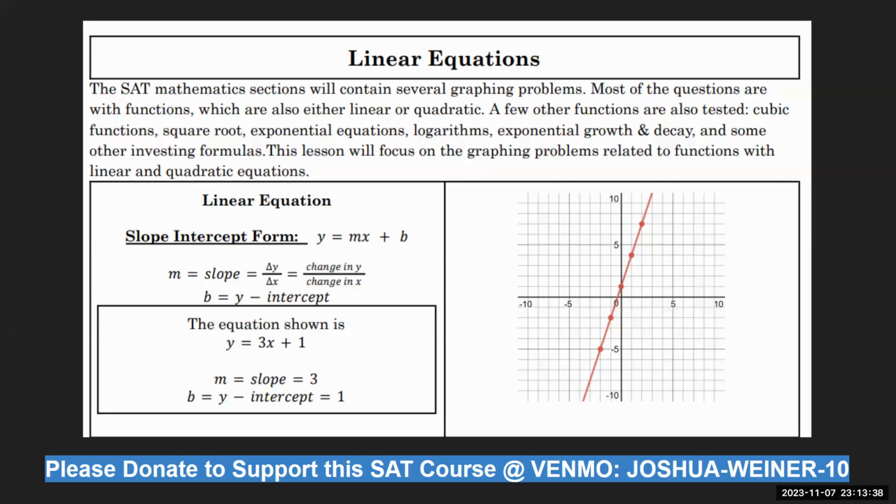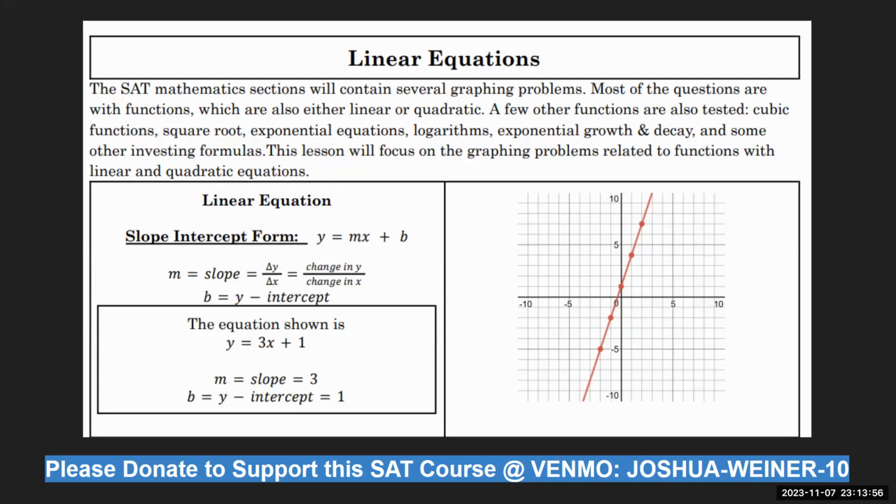This lesson will focus on the graphing problems related to functions with linear and quadratic equations. Well, the first representation you should be familiar with is slope-intercept form for linear equations. Here, this is y equals mx plus b in example 1.